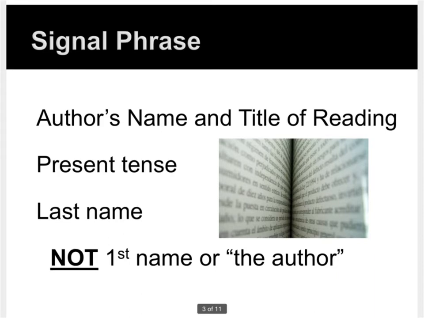One way you can do an in-text citation is to include a signal phrase in your sentence. To do this, you would have the author's name and the title of the reading in the sentence. Whatever verb you use in the sentence, you want to make sure it's in present tense. Also, after you mention the author's full name one time in your essay, from there on out, you can just use their last name. This would include in the signal phrase. Please make sure you do not use only the author's first name and do not just say the author. Always give their last name.